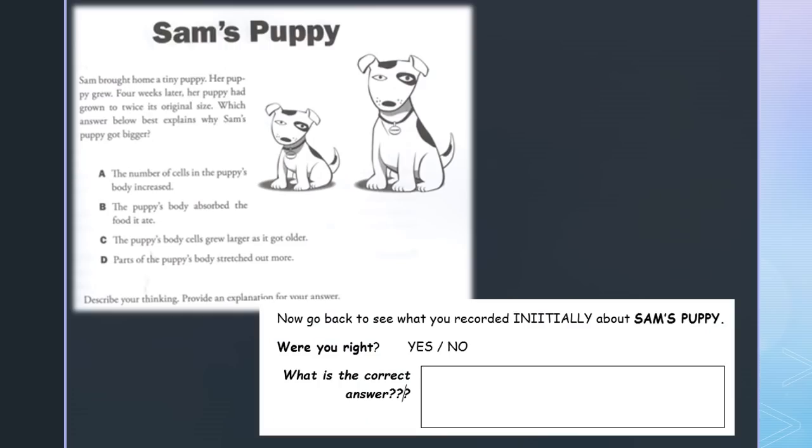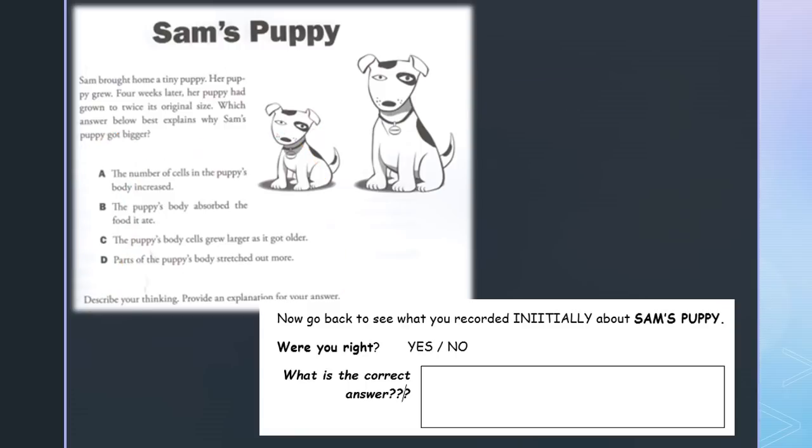So based on what you just learned, let's revisit the scenario of Sam's puppy. Look back in your notebook, mine's on page 120, and decide if you were right when you first looked at this. So which choice over here did you choose? And does that now match what you understood or know to be true about cells and growth? So hopefully you look over this and there's one that stands out as totally the right answer.